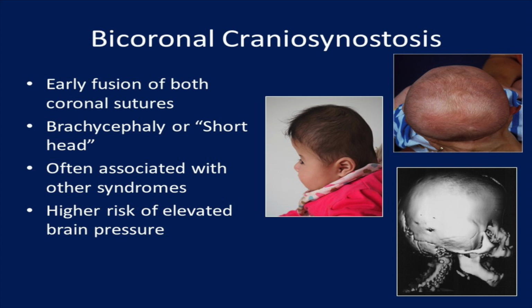Less commonly is bicoronal synostosis. This is manifested as a brachycephaly or short and flat head. Because more than one suture is affected, this may have a higher chance of elevated brain pressure.